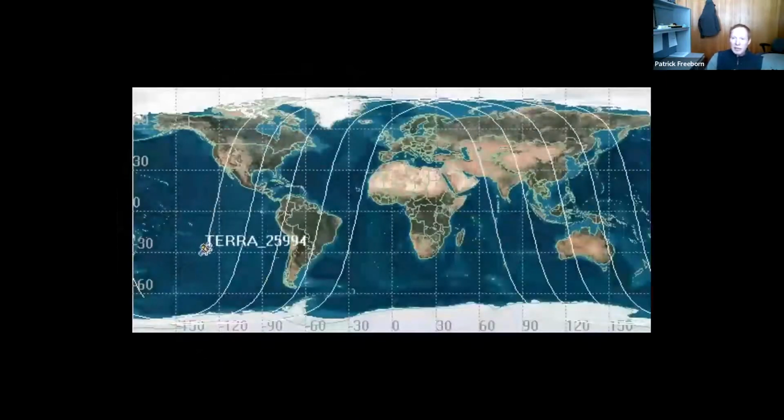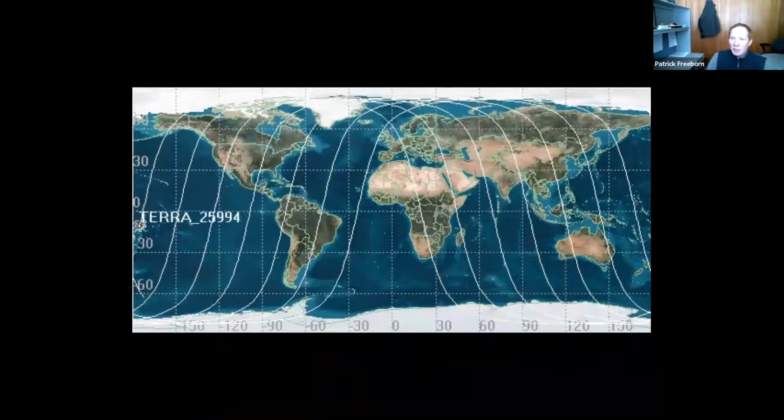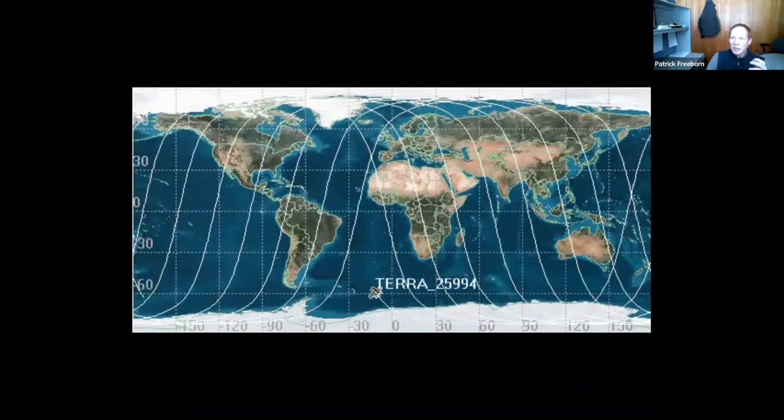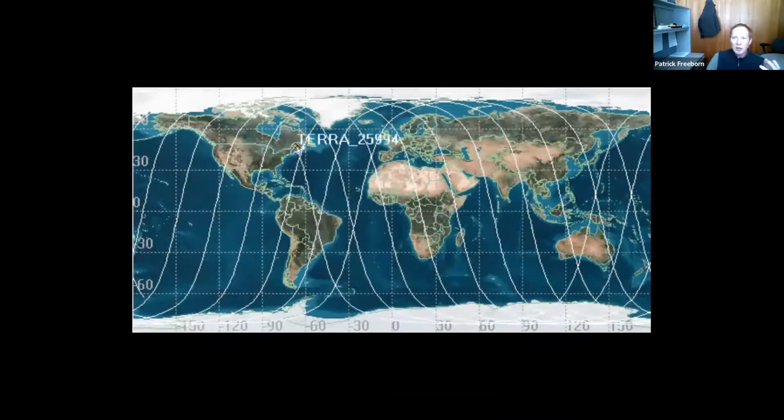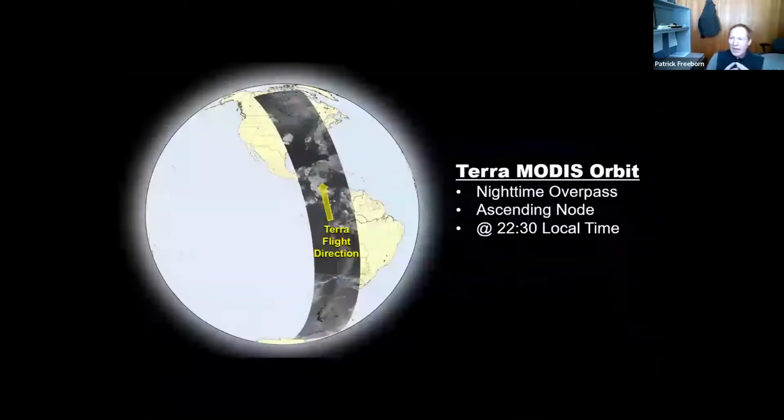Another way to visualize the Terra orbit is if you're wrapping a string around a ball while you're rotating that ball. And here we have the Terra ground track, just shown in a different projection. And Terra MODIS has already collected images of CONUS during the daytime in its descending node. And what this is showing is 12 hours later, Terra flies back over the same ground locations, but in its ascending node. And the ascending node is the nighttime overpass.